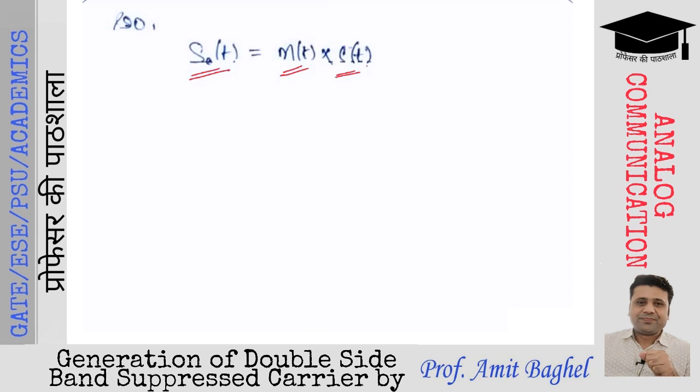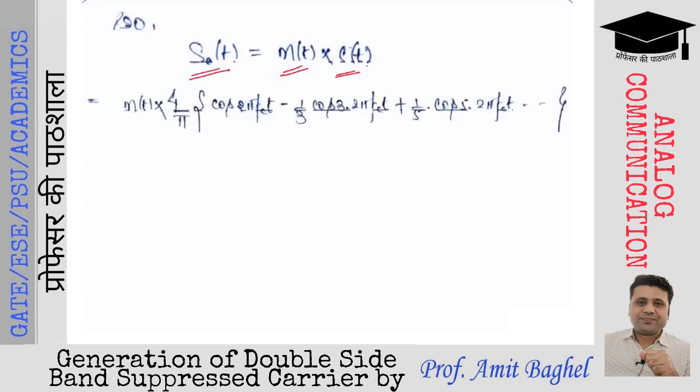Okay. थोड़ी देर पहले हमने c(t) को ऑब्जर्व किया है. c(t) is not a single frequency waveform. c(t) is a square waveform, hence it contains the fundamental frequency as well as harmonics of the fundamental frequency. So we can find the mathematical expression of c(t) with the help of a Fourier series. Fourier series की मदद से c(t) का mathematical expression आप निकालेंगे और उसको replace करेंगे इसमें.